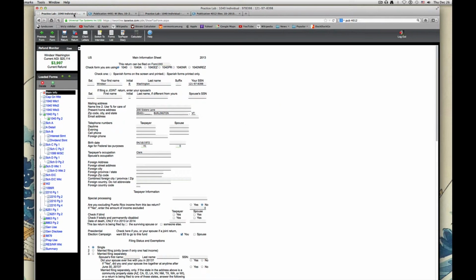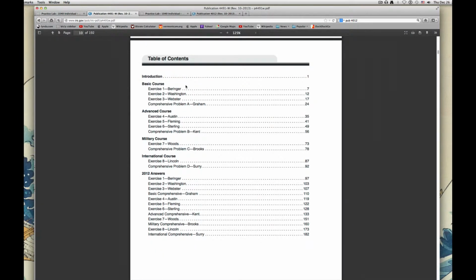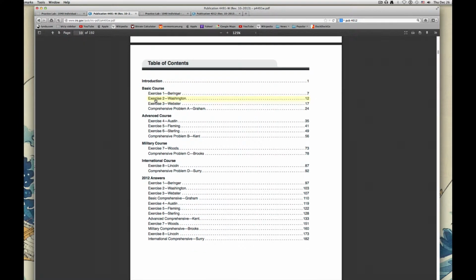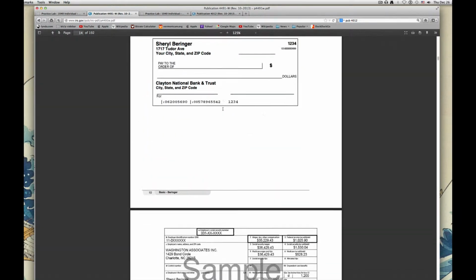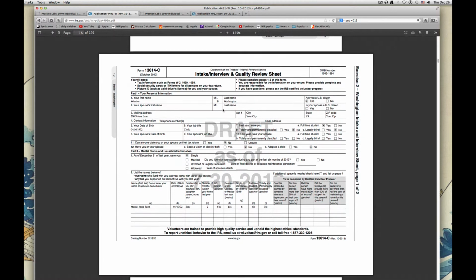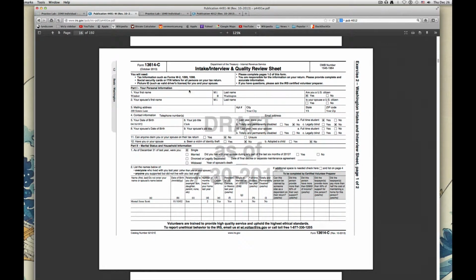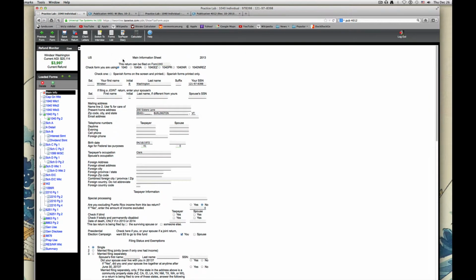Go to my screen. This is already completed for Windsor, Washington. And so if you're in your 4491W, we're going to be doing exercise number 2. So we scroll to page 12. And here's the intake. So again, all the personal information, the address, the name, the date of birth, that's all going to be entered on the main information screen. That's where we start. So here we are.